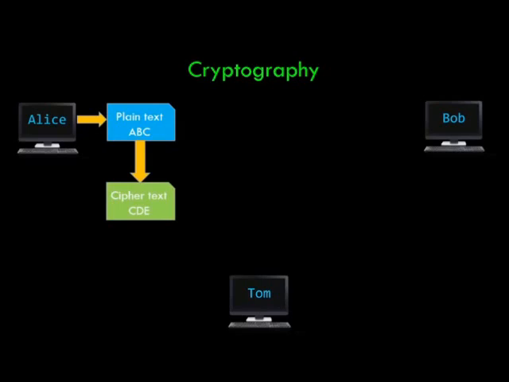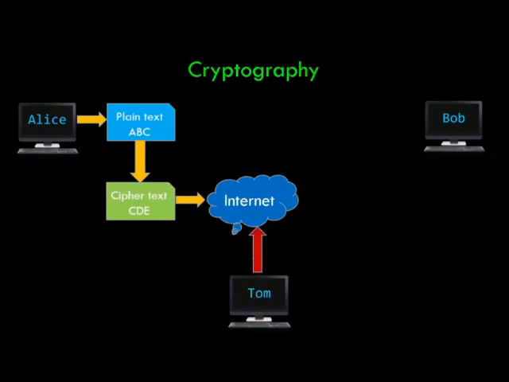She replaces each alphabet of the text with the one two places ahead of the character. That is, A is replaced with C, B is replaced with D, and C is replaced with E. Now this process is called encryption. We assume that Bob knows the technique. After applying this technique, Alice converts the plain text into ciphertext. She sends the ciphertext over the network.